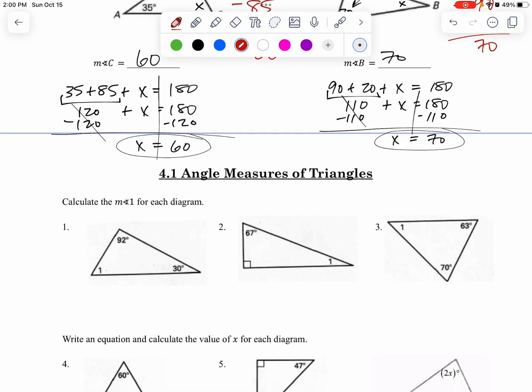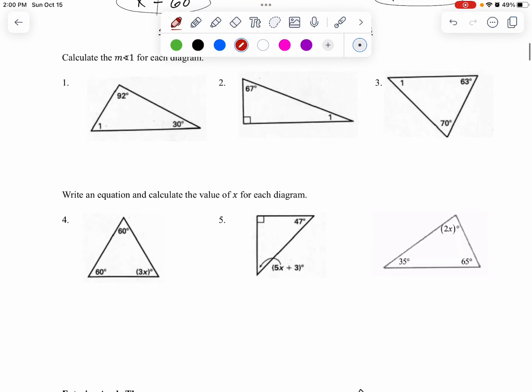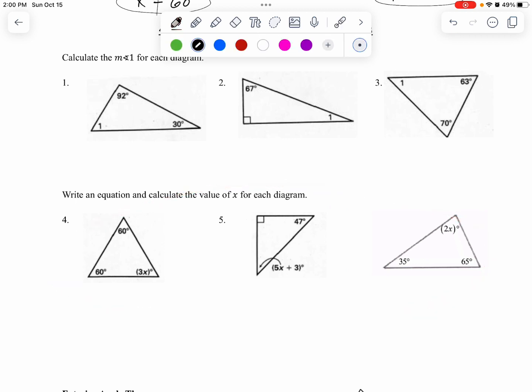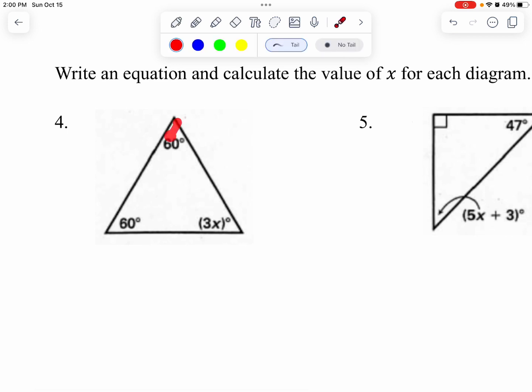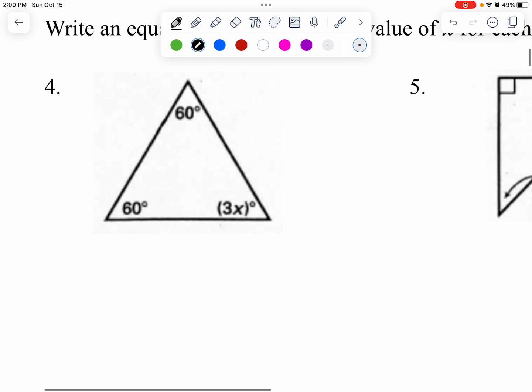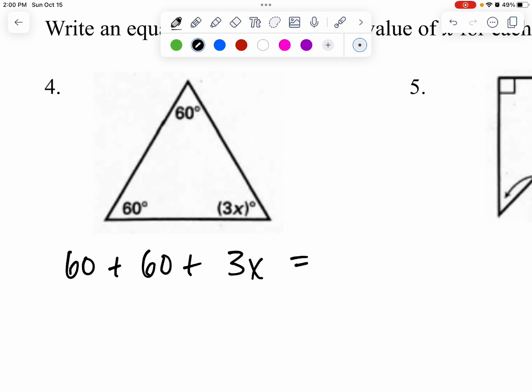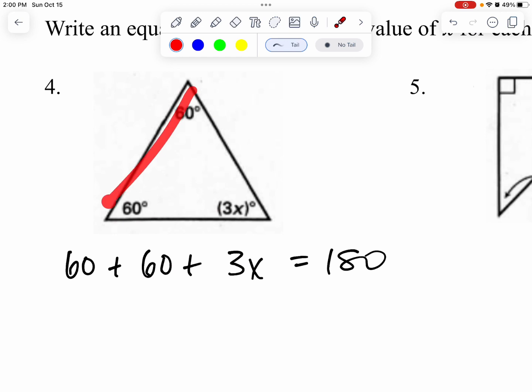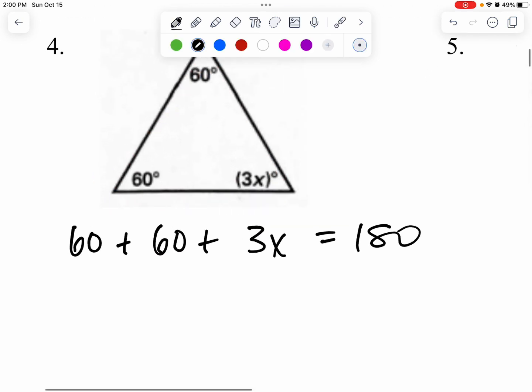Okay, cool. I got a couple more practice problems. I'm going to skip those. Let's talk about some of these more difficult ones. All right, cool. I see a triangle, 1, 2, 3, and I know in every single triangle they always add up to 180. So I'm going to take the first angle and the second angle and the third angle, and I'm going to add them up, and I'm going to equal them to 180 always. 60, this 60, and 3x. Always add up to 180 because it is a triangle. So now I'm just going to combine like terms. I can combine 60 and 60. That gives me 120.